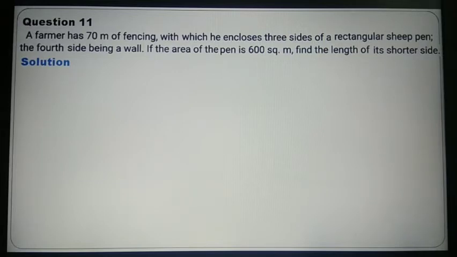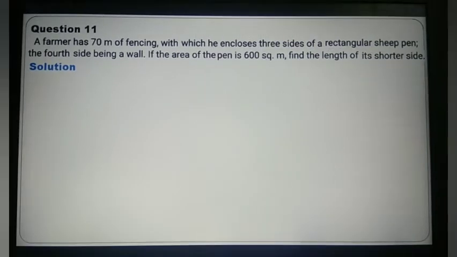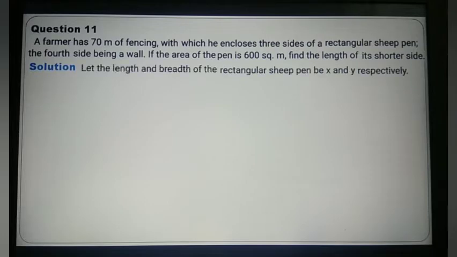It is said that the area of the pen is given to be 600 square meters. You need to find the length of its shorter sides. Okay, let's begin this problem. So we have, let the length and breadth of the rectangular shape pen be x and y respectively.